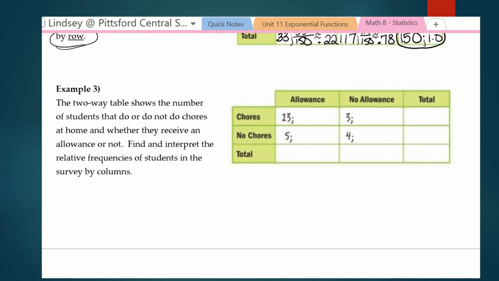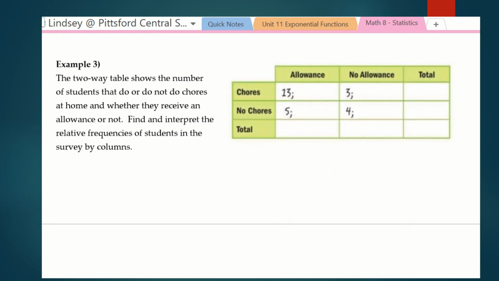All right, last but not least, let's look at example number 3. The two-way table shows the number of students that do or do not do chores at home and whether they receive an allowance. Find and interpret the relative frequencies of students in the survey by columns. So remember, columns go up and down. All right, so by columns, we're looking at allowance versus no allowance, and if people do chores or not. So if we're going to look at the first column here, which is allowance, so again, we're going to look down this way. Ooh, don't mind that crazy arrow.